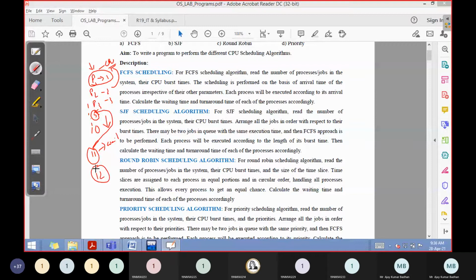If the 12th person is already in hand, he will not be allocated first. Only the 11th person will be allocated, and after that, if any other table is available, then it will be allocated to the 12th person. So that is the simplest scheduling algorithm that we have.